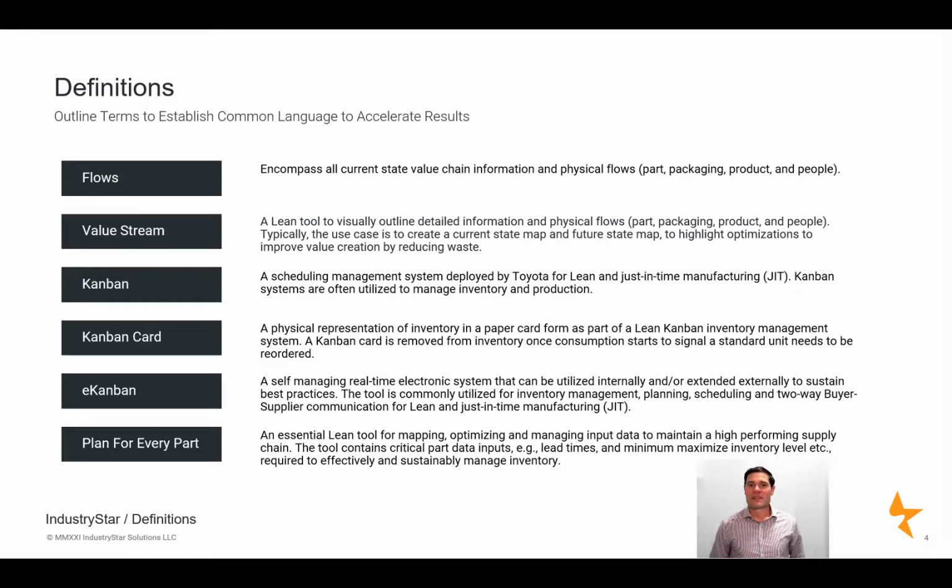best practices. The tool is commonly utilized for inventory management, planning, scheduling, and two-way buyer-supplier communication for lean and just-in-time manufacturing. And finally, a plan for every part is an essential lean tool for mapping, optimizing, and managing input data to maintain a high-performing supply chain. The tool contains critical part data inputs such as lead times and minimum-maximum inventory levels that are required to effectively and sustainably manage inventory. So what does a Kanban value stream look like in practice? I'll share a graphic of a value stream map next.